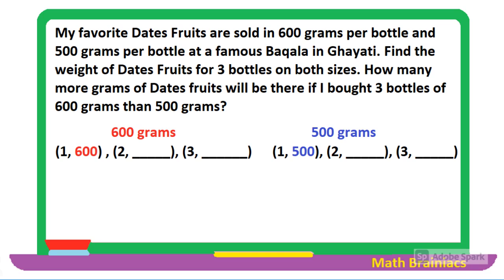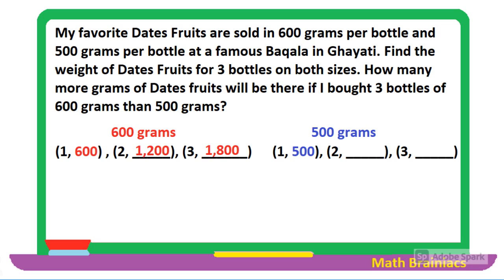If we have one bottle, that is 600 grams. Accordingly, for 2 bottles, it will become 1,200 grams. And for 3 bottles, it will become 1,800 grams. Therefore, the numerical pattern here is plus 600 for each term.